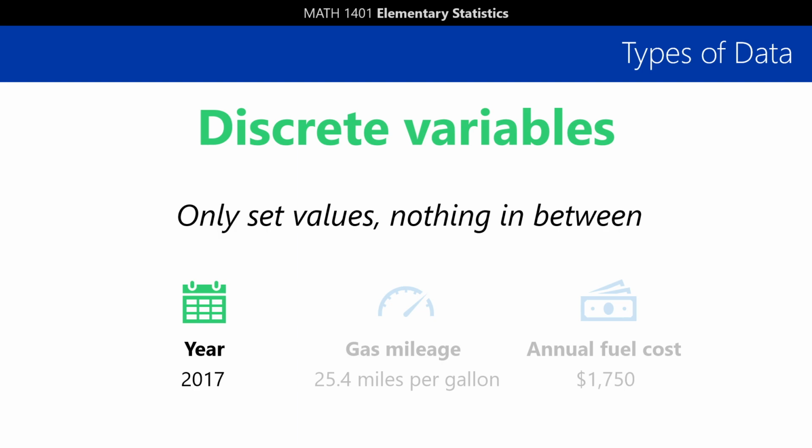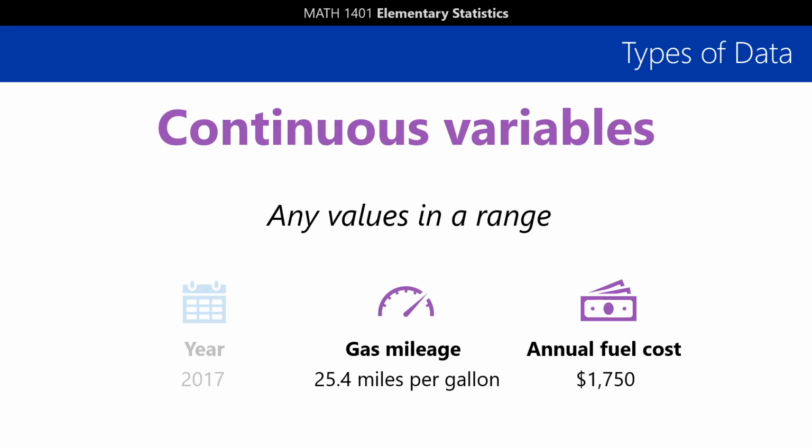2017.839. On the other hand, some variables are continuous, which means they can take on any values within a particular range. For example, the gas mileage of a vehicle could be, say, 25 miles per gallon, or it could be 26 miles per gallon, but it would also make sense to be, say, 25.4 miles per gallon, or any other number between 25 and 26, for example.